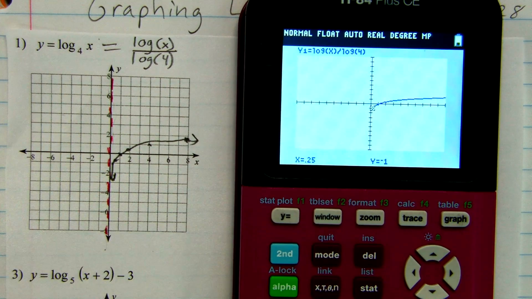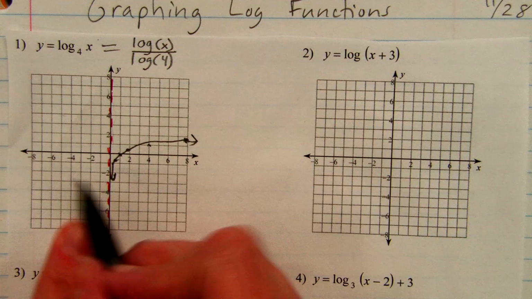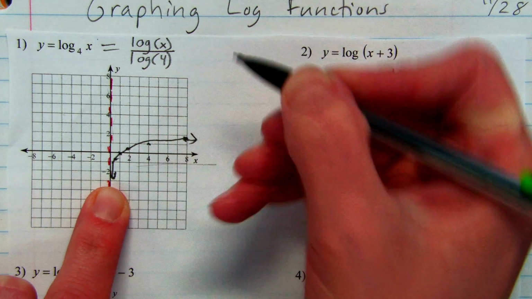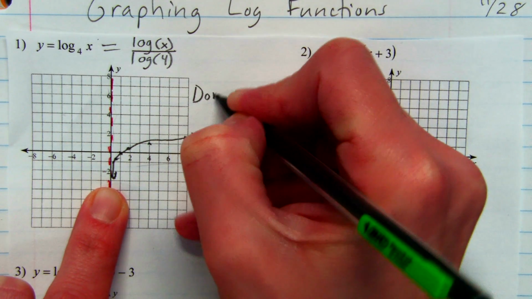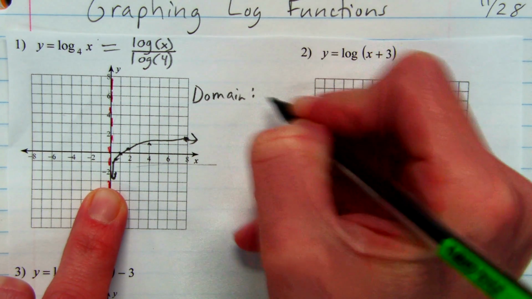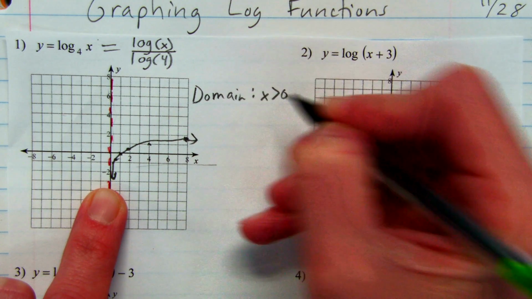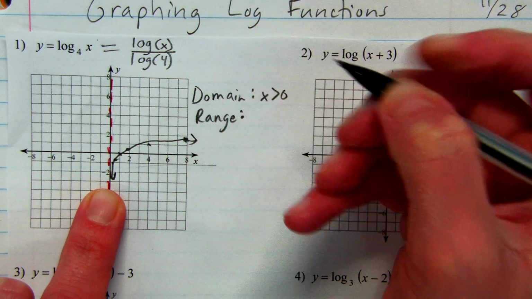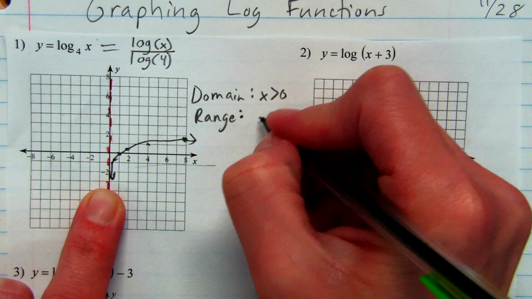So the other thing we need to talk about with this is domain and range. Domain and range of this function. So domain is the x's. So it only exists on the positive side. So for the domain, we would say that x is greater than 0. And the range for all of these is going to be all real numbers.